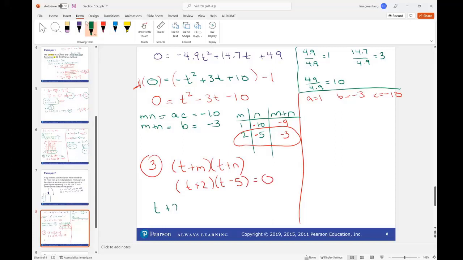So I have t plus 2 equals 0, or t minus 5 equals 0. I subtract 2 from both sides, so I get t equals -2, or I add 5 to both sides and I get t equals 5. So here's my solution to that equation, right? Now, remember, the last thing we do is to check to make sure it makes sense.